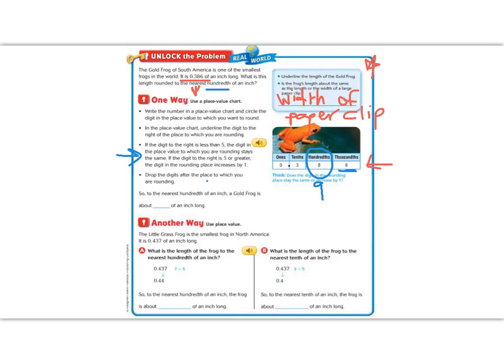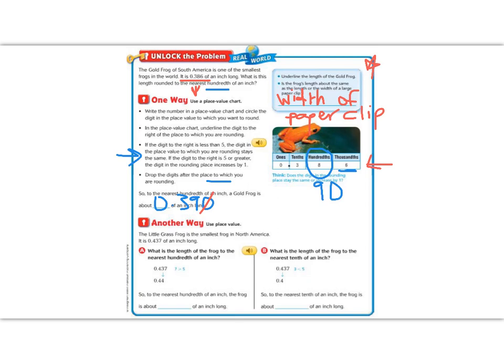And lastly, we drop any digits that we are leaving behind. We could change it to a 0, or we could just drop it off since it's a decimal. So we're going to round it to 0.390, or remember, we can drop off that 0. So it's going to be about 39 hundredths of an inch.